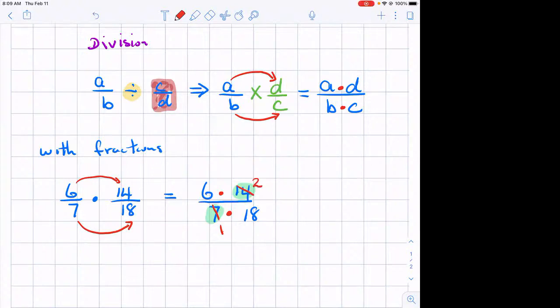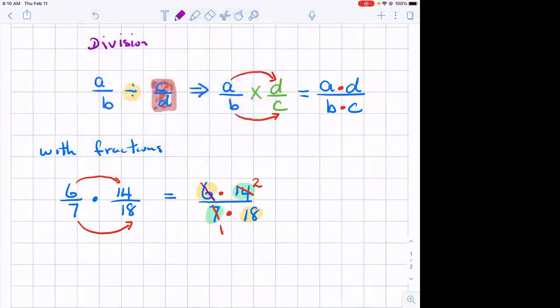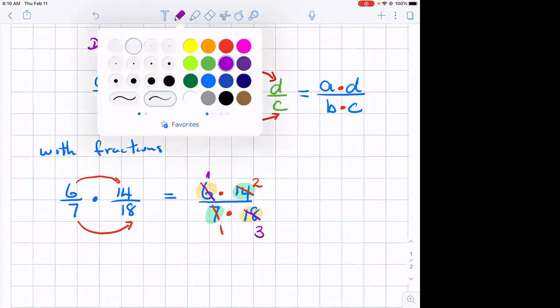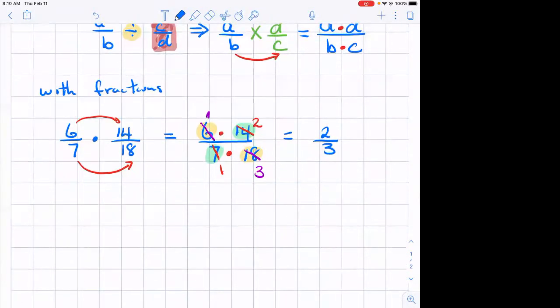And then we also can simplify 6 and 18. What number goes into 6 and what number goes into 18? Well, 6 divided by 6 is 1, and 18 divided by 6 is 3. So this leaves us with 2 over 3. So that's one way.